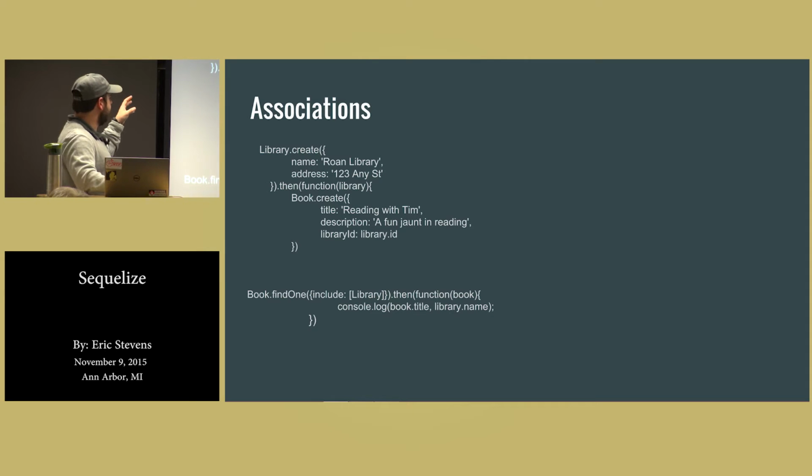So here we're going to do library.create. We're going to pass in name and address. We're going to chain that into, we're actually going to pass that newly created library object into the next function and do book.create. So down there, we can actually still access the library.id. So this would be creating the relationship as well as doing a chained insert.